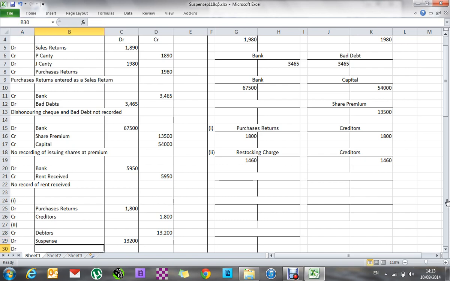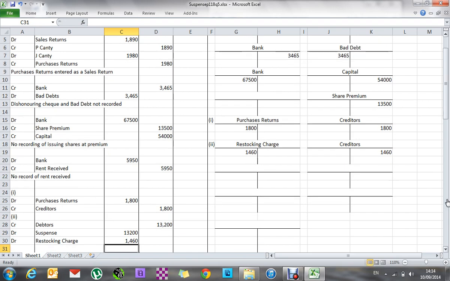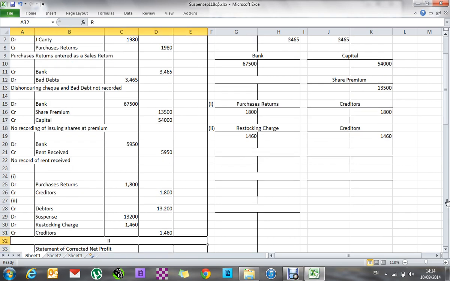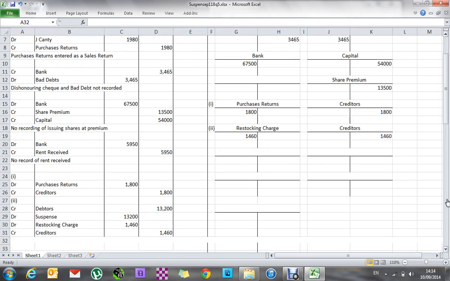So I'll debit restocking, and that's 1460, and I'll credit my creditors with the amount of money that they're charging me. And that's going to be a credit entry. Okay.